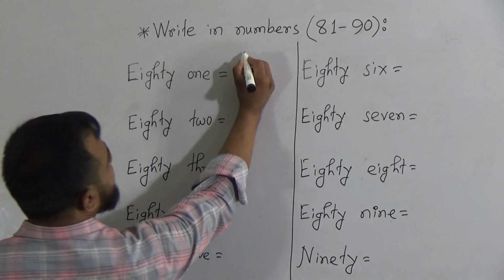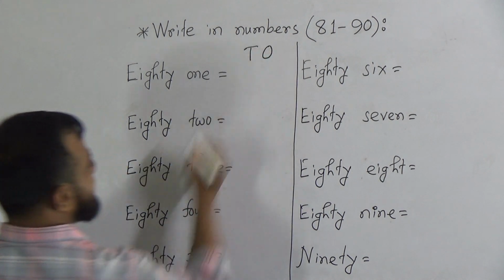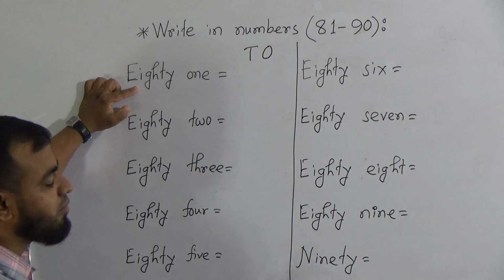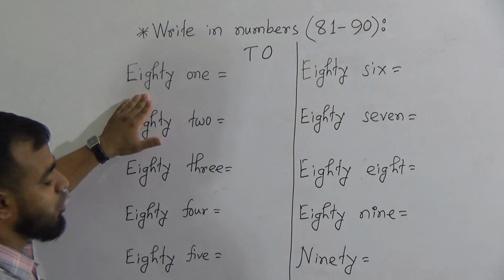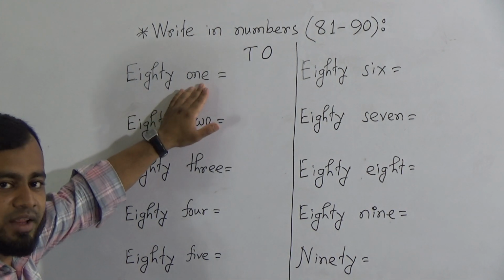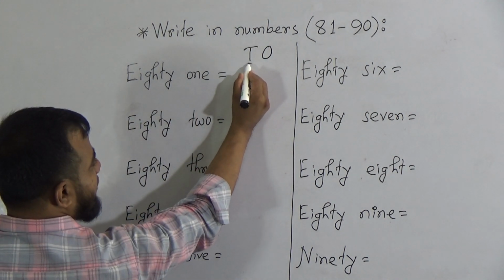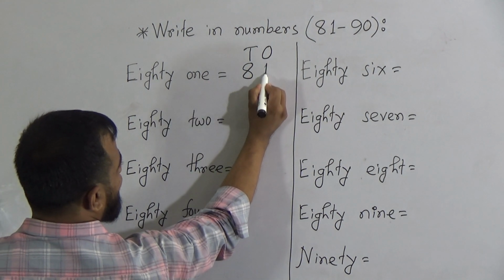First of all, we must indicate the place value. It is tens and ones. We need it to write down 81. Then part by part we should write down that 81. To write down 80, we must write down 8 in the tens place, and to write down 1, we must write down 1 in the ones place.